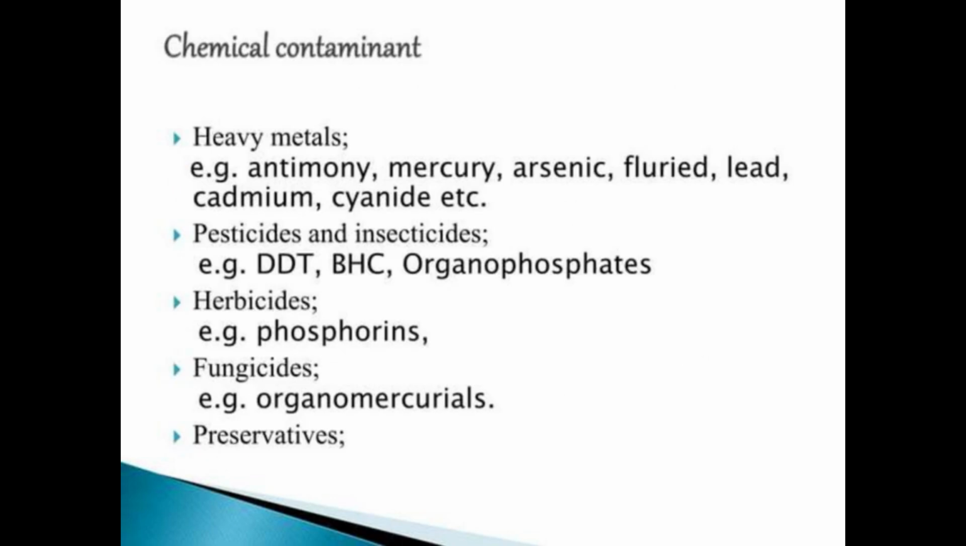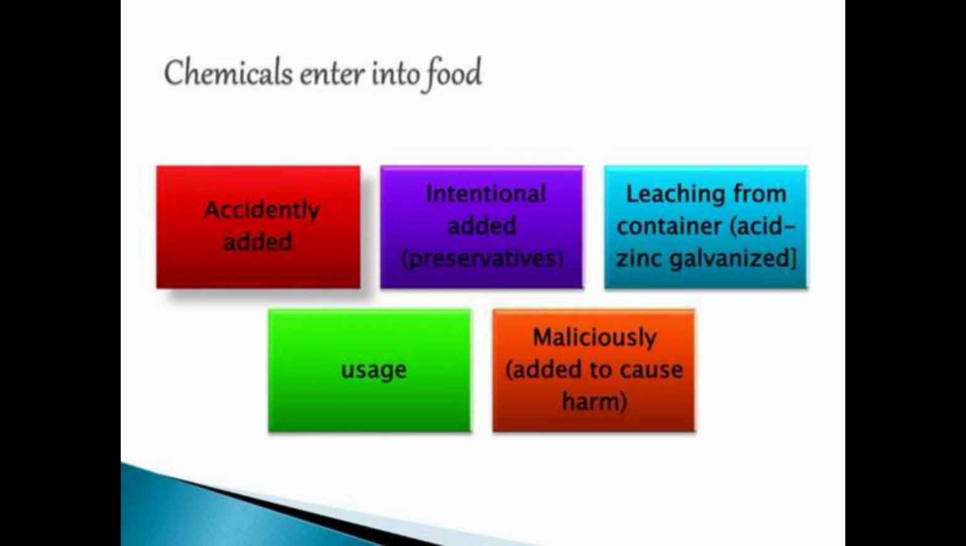Chemical contaminants will be heavy metals such as mercury, arsenic, and lead. And pesticides, you all know about DDT, phosphorus compounds, and organometallics. So these are the chemicals that enter into the food chain, which cause serious illness.